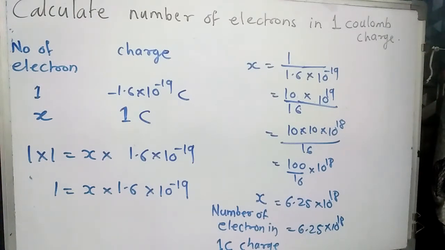As we want to calculate the number of electrons, we don't need the minus sign here. So 1 is equal to x multiplied by 1.6 into 10 raised to minus 19. As we want to calculate x, this 1.6 into 10 raised to minus 19 becomes divide. So x is equal to 1 upon 1.6 into 10 raised to minus 19.